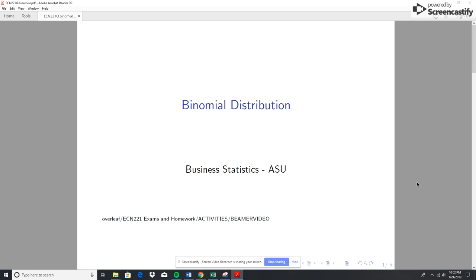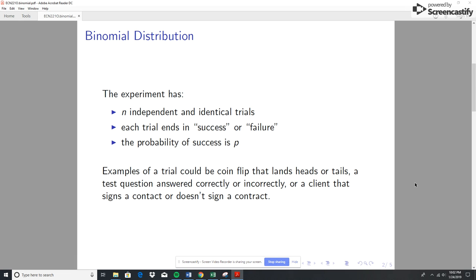All right, I'm going to talk a little bit about the binomial distribution. So, in a binomial distribution, we're thinking about an experiment that has n independent and identical trials. Each trial ends in success or failure, and the probability of success is p, and that's the same for all of the trials since they are identical.